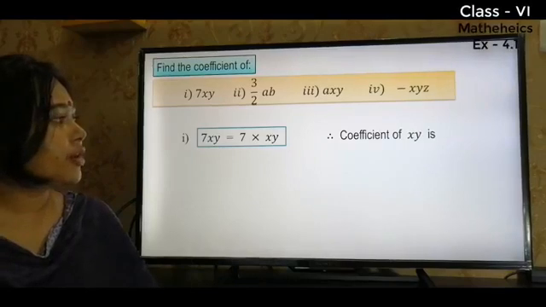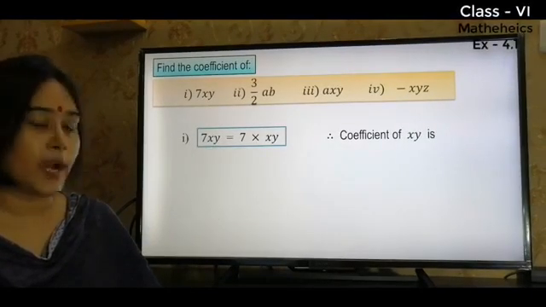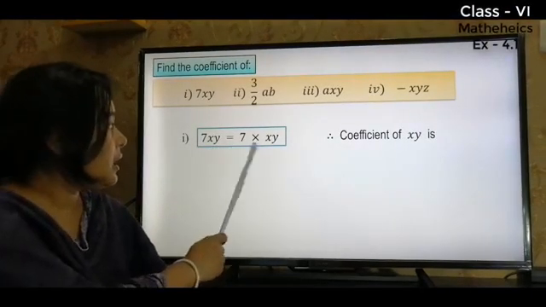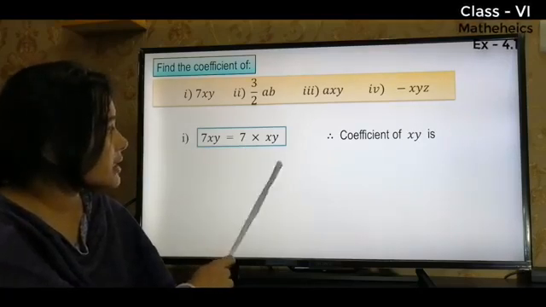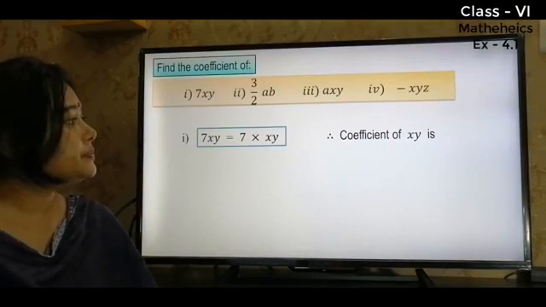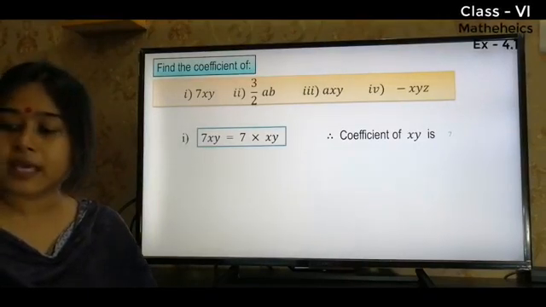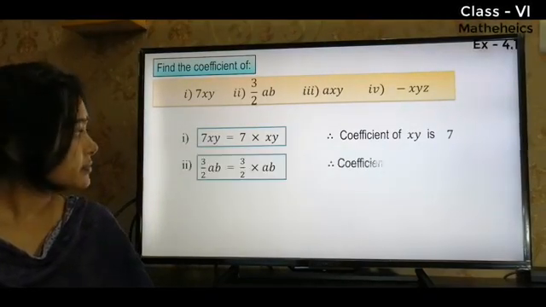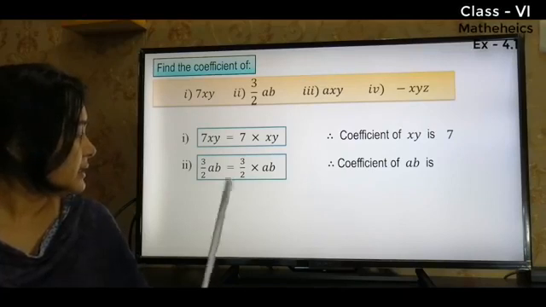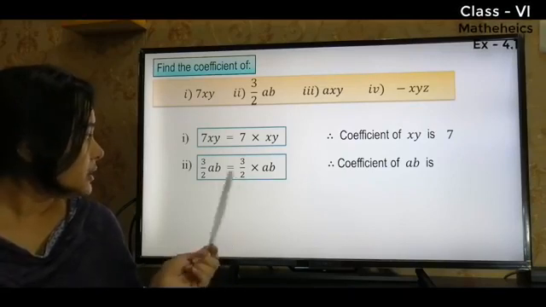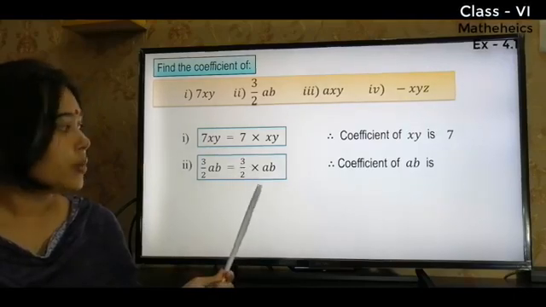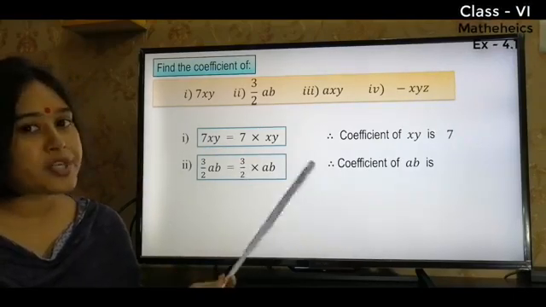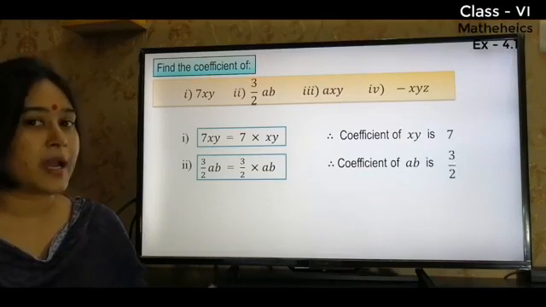Here what is the coefficient of xy? You can see 7, a number that is attached with xy here. So the coefficient of xy is 7. And in question number 2, 3 by 2 ab, 3 by 2 is multiplied with ab. So the coefficient of ab is 3 by 2.